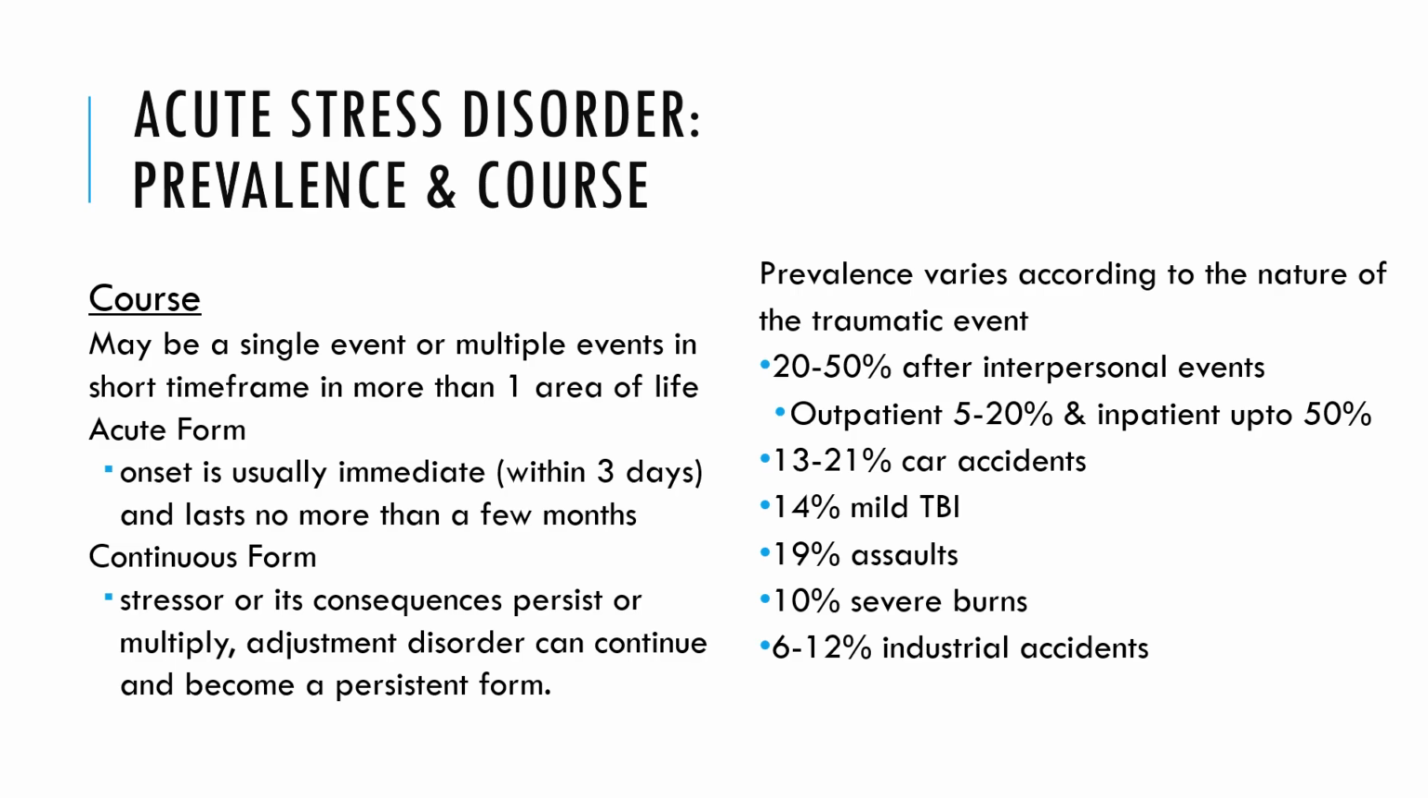Single events such as a romantic breakup or being unexpectedly fired from a job; multiple stressors in one or more areas of life like work and relationships; continuous stressors like increasing severity or disability of chronic illness, long-term pain, or living in an unsafe or crime-ridden neighborhood. An acute onset is usually immediate, within 3 days, and lasts no more than a few months. Persistent: the stressor or its consequences persist or multiply. Adjustment disorder can continue and become a persistent form.